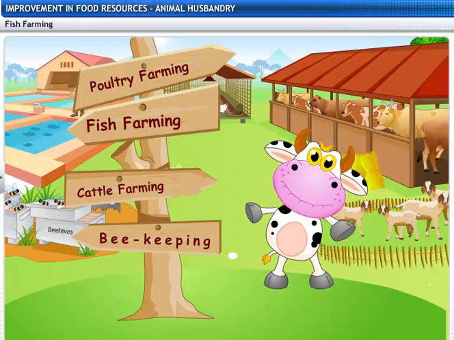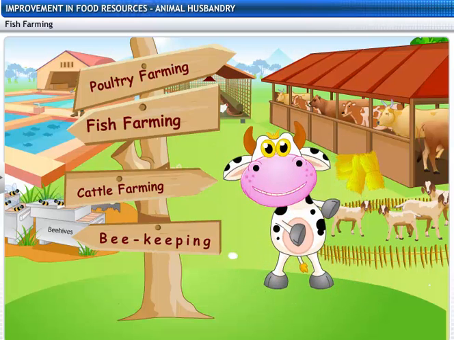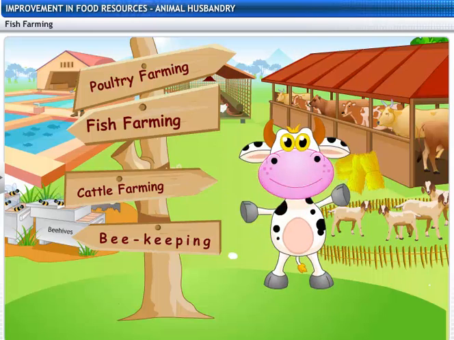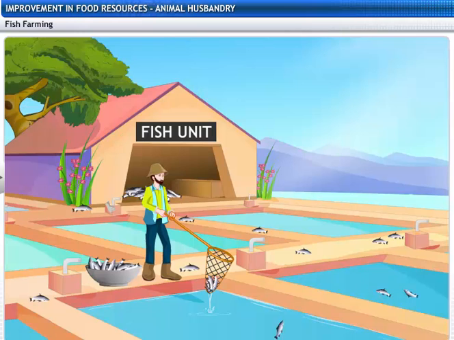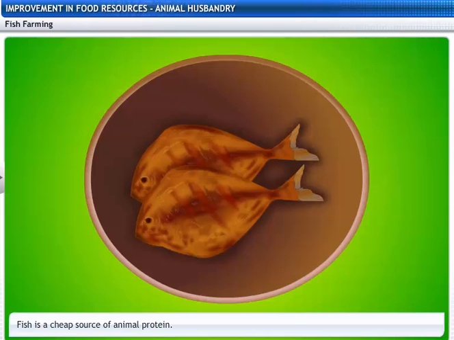Sounds impressive. And what's that? Ah, the fish production unit. Yes. Those enclosures that look like tanks are used to produce fish for commercial purposes. This is also called fish farming or aquaculture. Fish is a cheap source of animal protein.